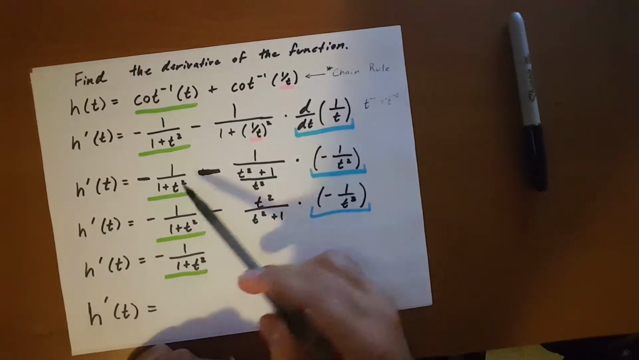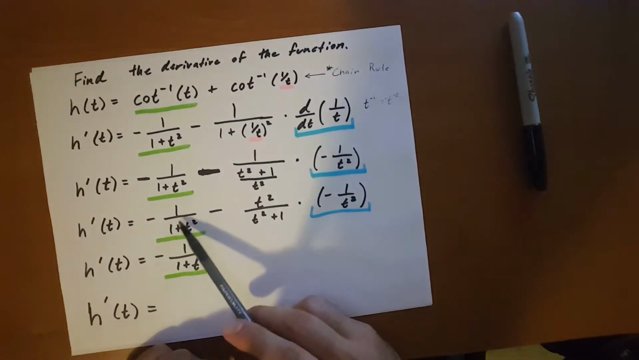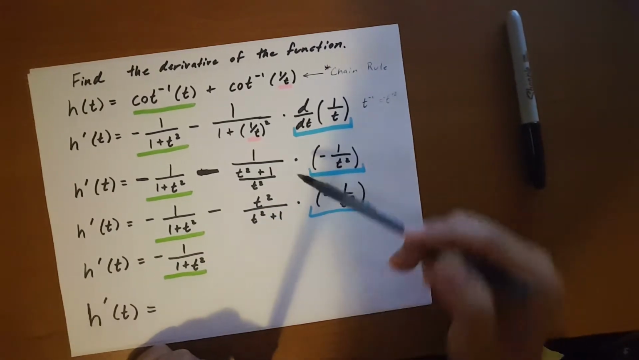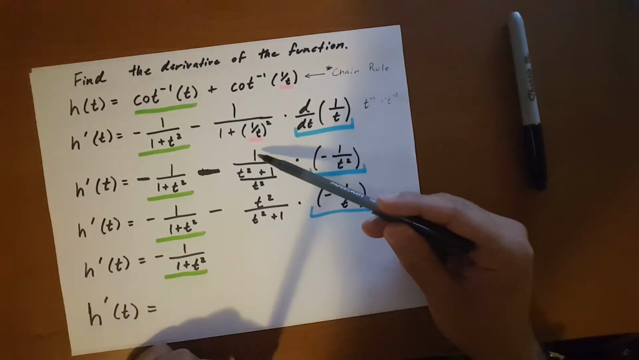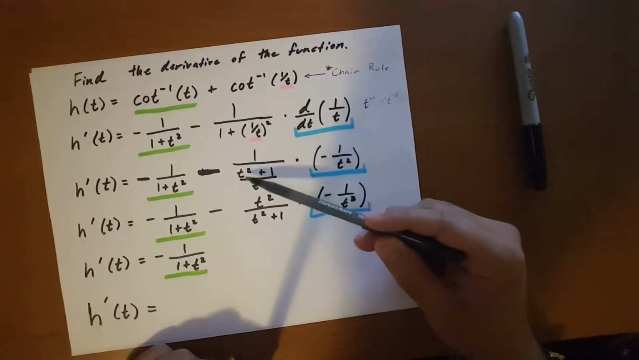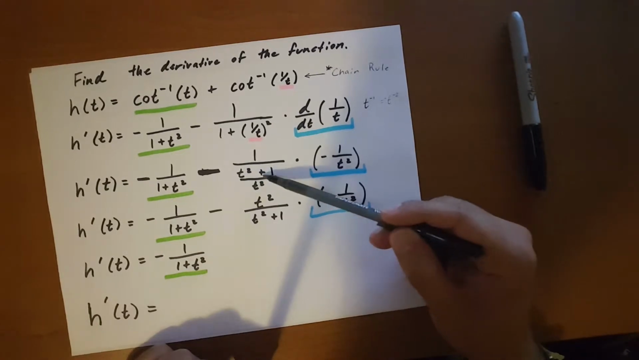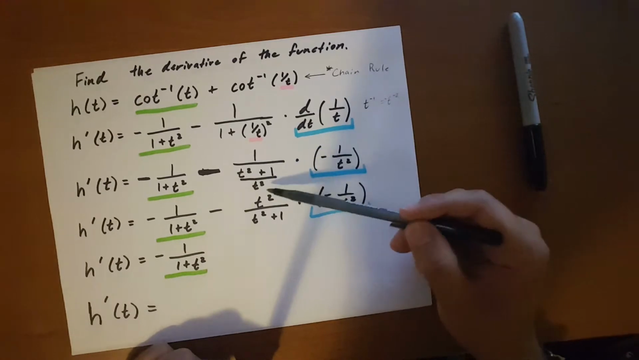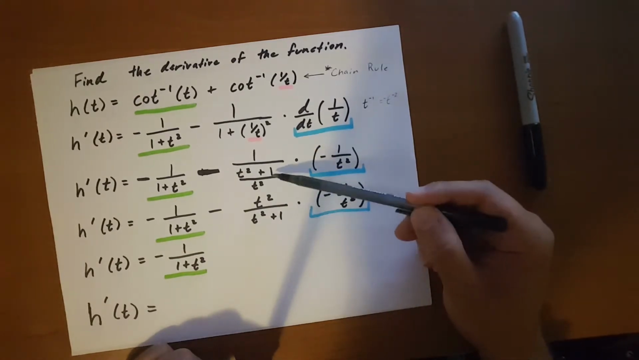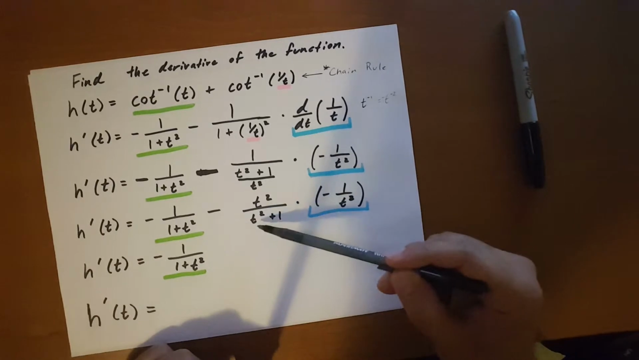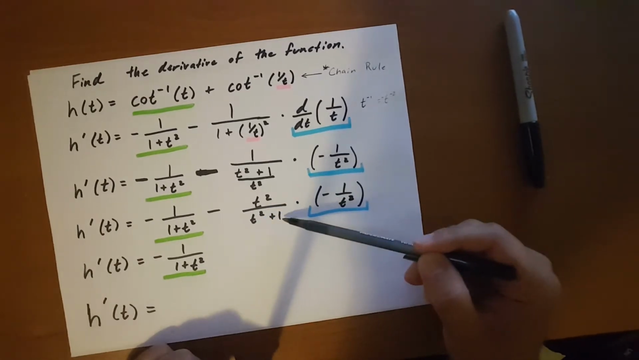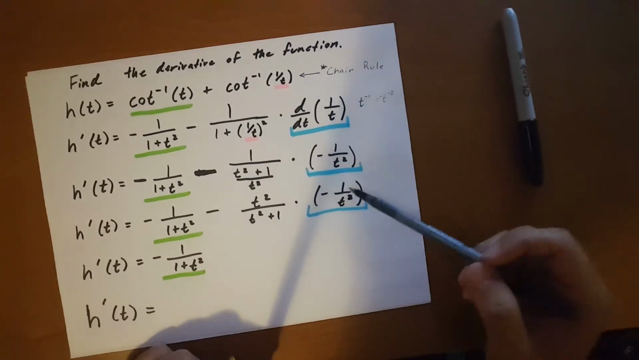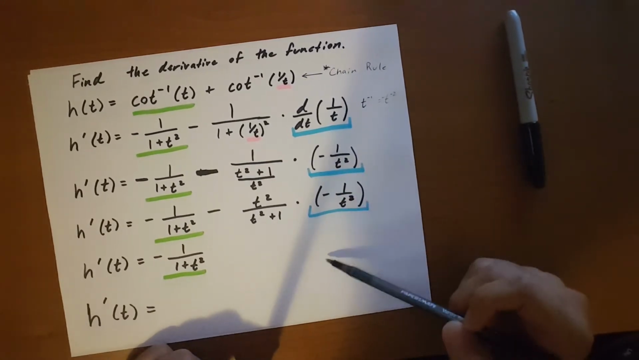So here this has been staying the same, negative 1 over 1 plus t squared subtracted by t squared over t squared plus 1, because I'm dividing 1 with this fraction t squared plus 1 over t squared, and that is the same as multiplying by the reciprocal, which is t squared divided by t squared plus 1. And then I have, from the chain rule, negative 1 over t squared.